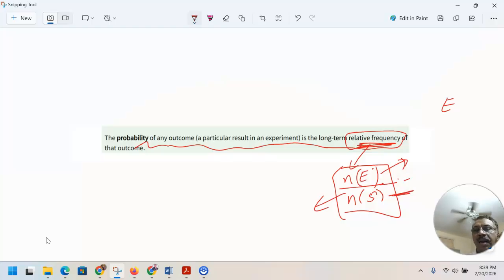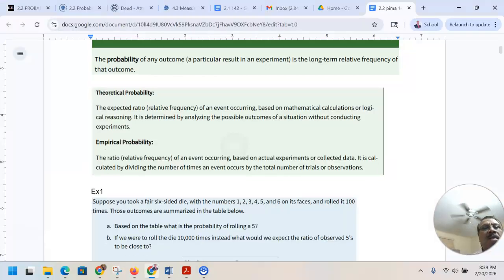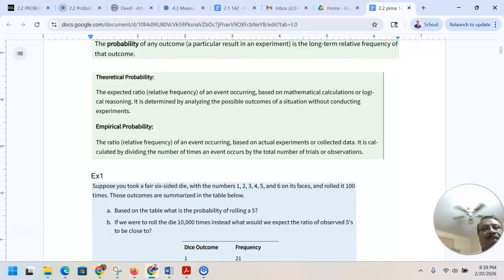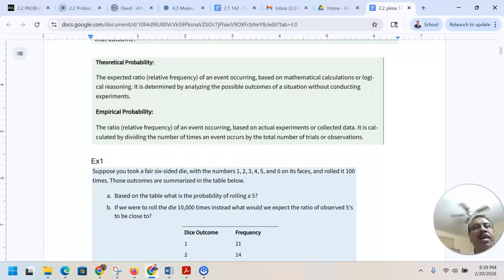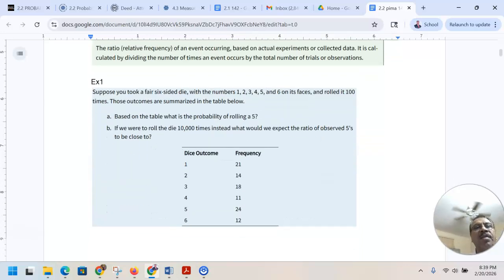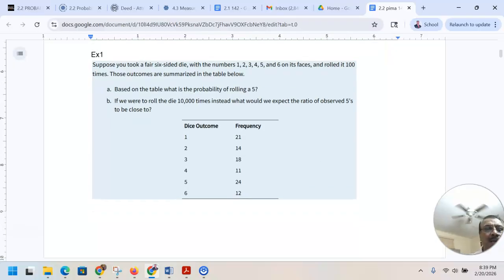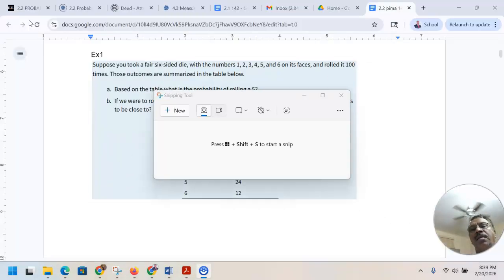Okay, let's take an example directly if you get confused. Here it is. If you see, there is theoretical probability and empirical probability. Let's take an example and then we go back there. So let's see this example. What does it say?